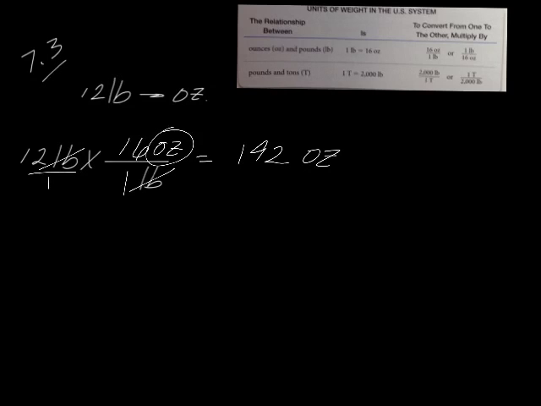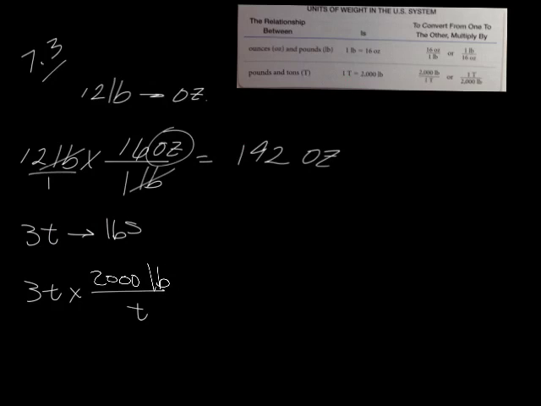Looking at example 2, we're changing 3 tons to pounds. So I'm going to write 3 tons times line ton, and I'm going to look at my table and see if I have a ton to pounds reference or relationship, and I do. And when tons is on the bottom, I put 2,000 pounds on top. Cancel my tons, multiply 3 times 2,000, and 3 tons equals 6,000 pounds.